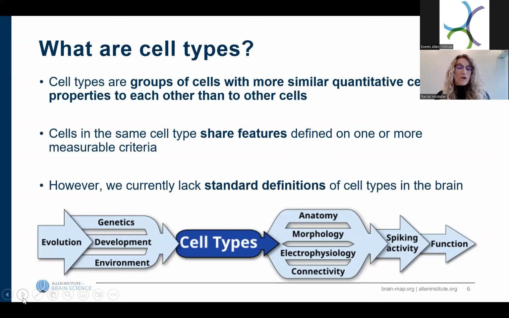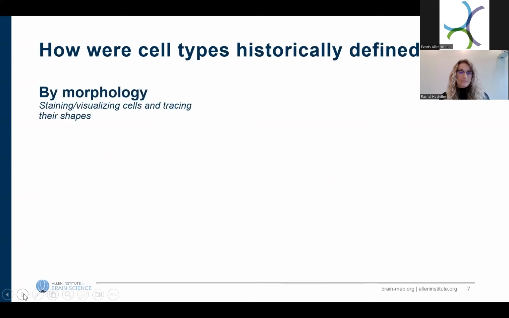And cell types are a product of evolution. They're a product of their genetics, their development, and their environment. And how were cell types historically defined? As I mentioned in the previous slide, morphology has been a really common way to define cell types over the last 100 years. And this is typically done through staining or visualizing cells and then tracing their shapes.